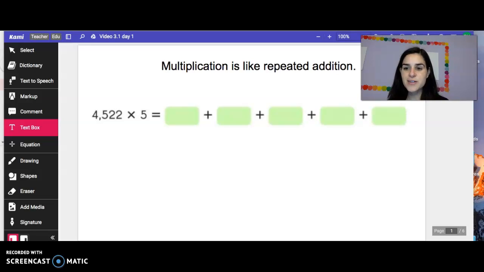Hi, fourth graders. Today in math, we are moving on to multiplication of 4 digits times 1 digit. And there's a lot of different ways you can solve multiplication problems like this.